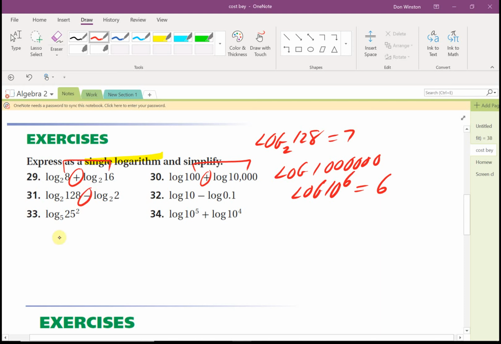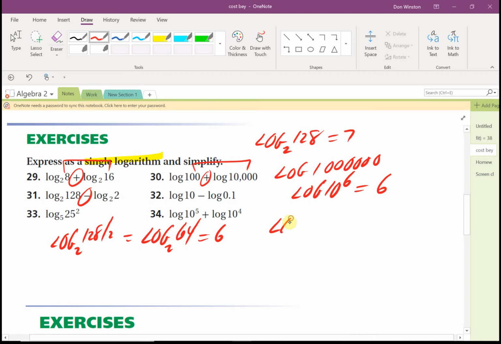Number 31 involves subtraction, so I have to take log base 2, and subtraction involves division, so that's 128 divided by 2. That's log base 2 of 64. And 2 raised to the 5th, I believe, is equal to 64. 2 raised to the 6, so this would be 6. 2 raised to the 6 is 64.